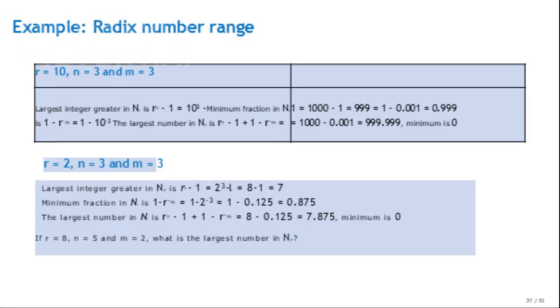Another example with r equals 2, n equals 3, and m equals 3, the largest integer in n1 is r^n − 1, which equals 2 to the power of 3 minus 1, which equals 7.